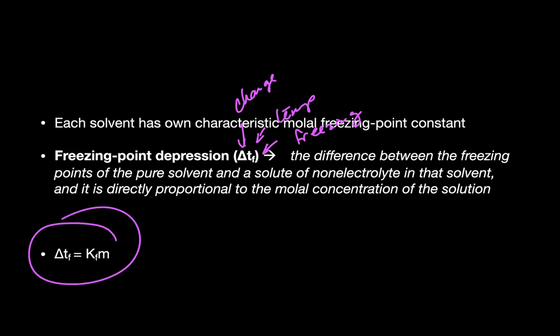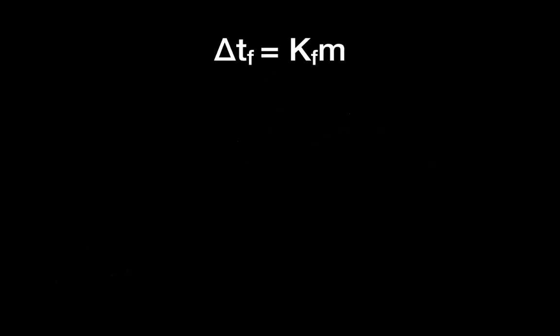So our formula that we use is delta TF equals KF times m. Delta TF is the change in freezing point. KF is the molal freezing point constant. And of course, m is molality.